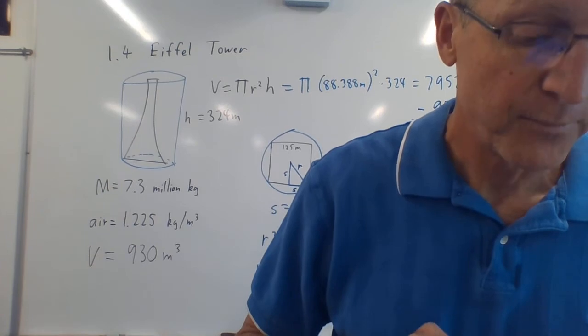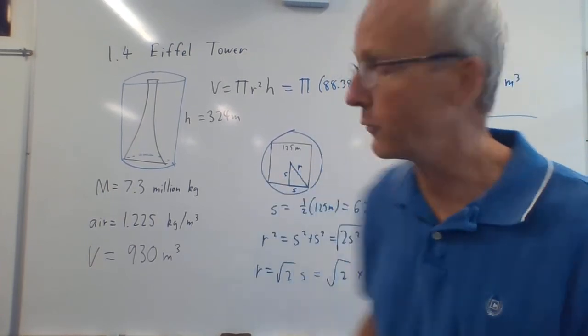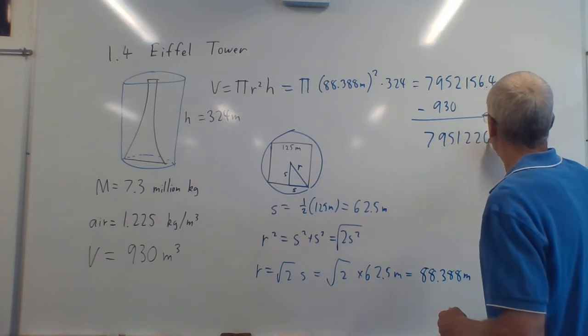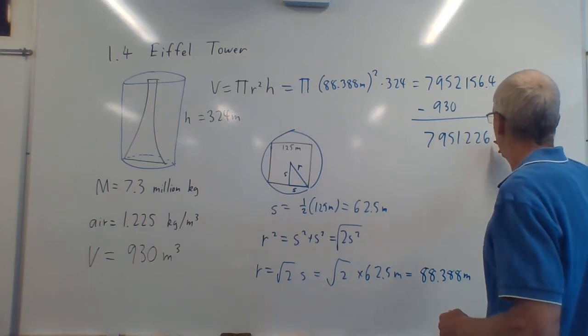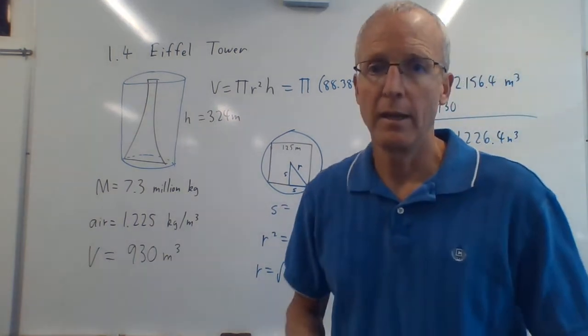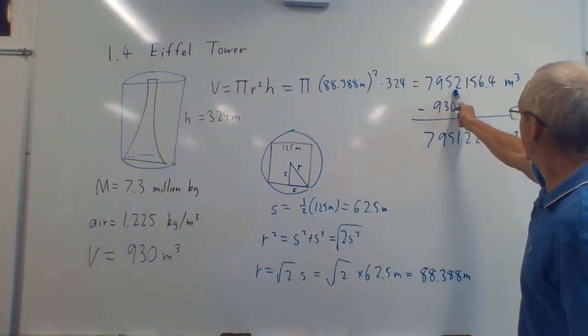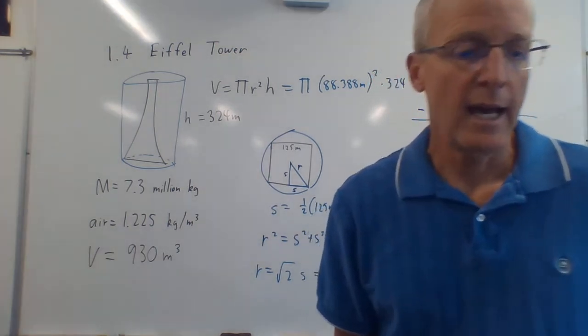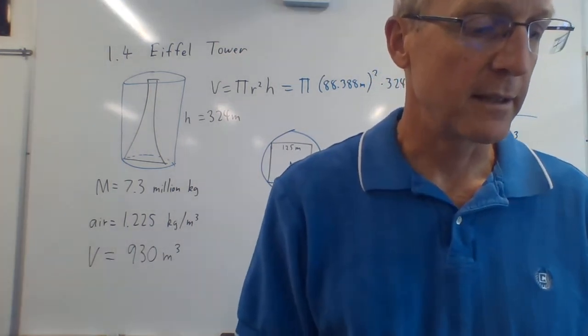Minus 930 equals 7951226.4 meters cubed. It's practically the same thing, right? 7952156 to 7951226, but whatever. So that's how much air is in there. That's the volume of the air.